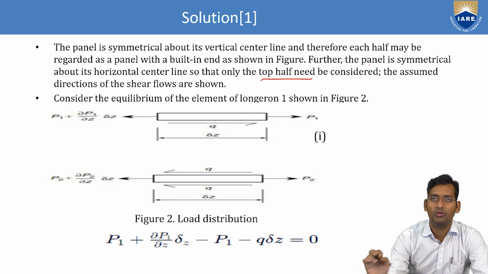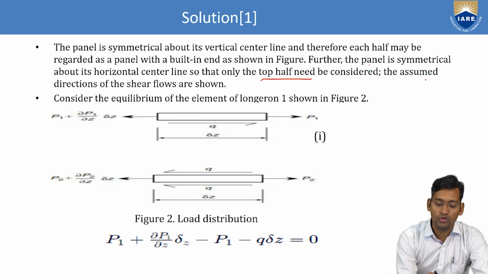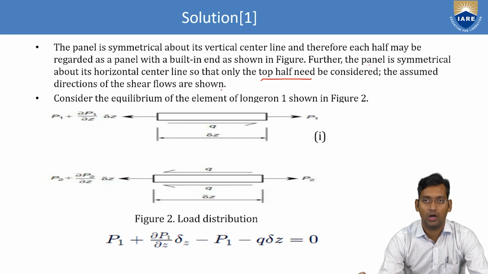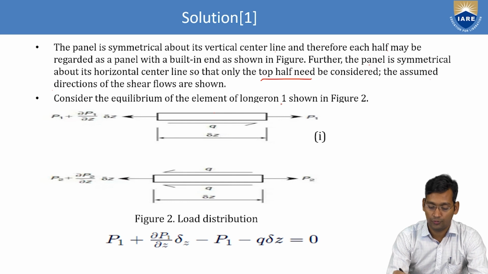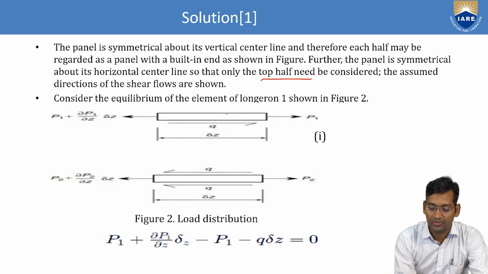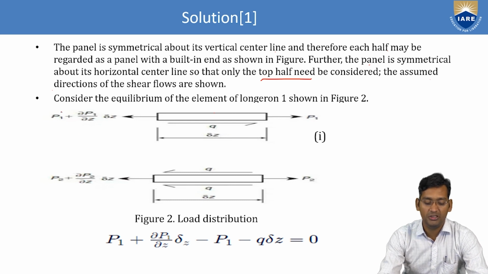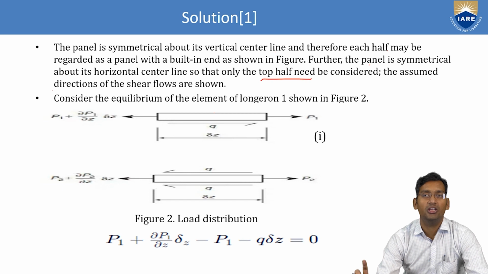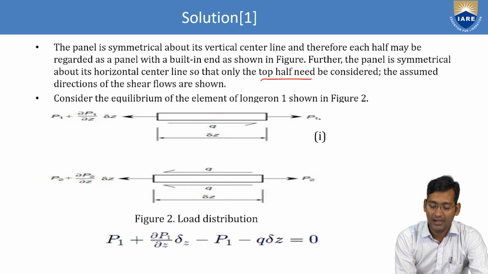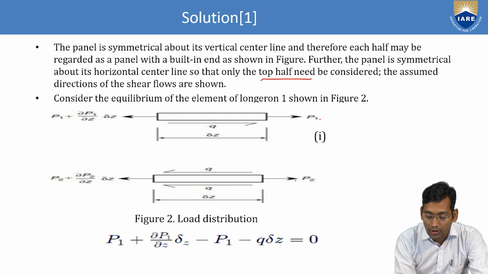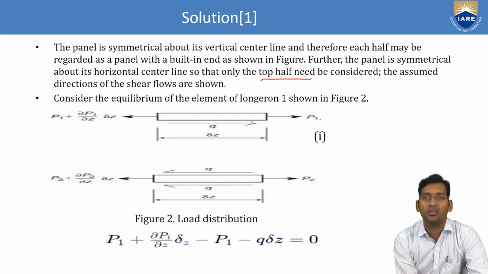So we only have to consider half. The assumed directions of the shear flow are shown. Consider the equilibrium of an element of longiron 1. Here P1 is acting in this direction, and in the opposite direction P1 plus del P1 by del Z into del Z, as we already saw in one question. The length is del Z. Similarly, P2 in this direction, and Q acts in this direction.